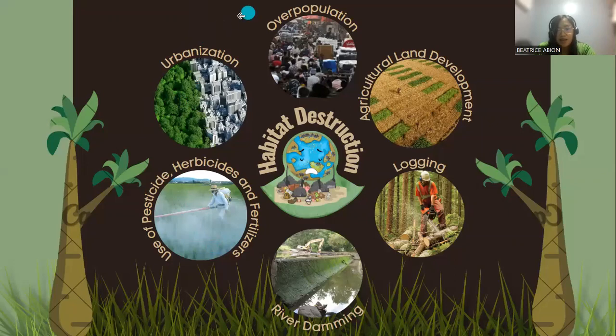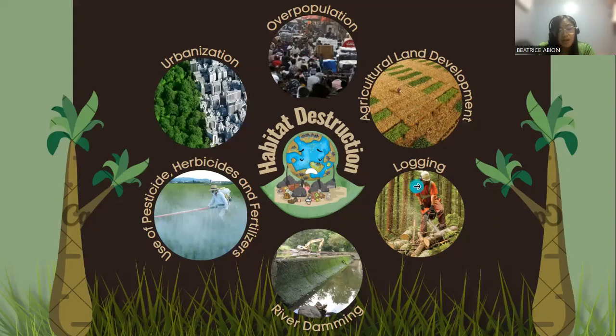wildlife. And then next is the agricultural land development that takes up 50% of all habitable land on Earth and 80% of extinction threats to mammal and bird species. Next is the logging that removes habitat from wildlife that uses trees for cover, nesting habitat, or food.